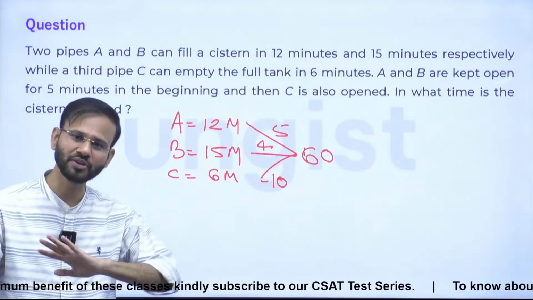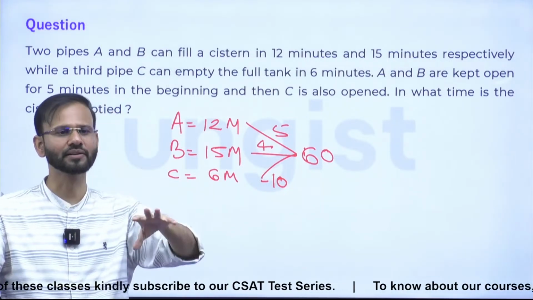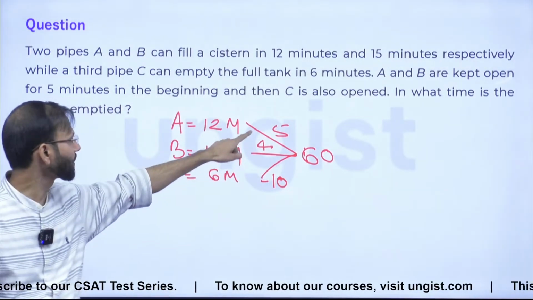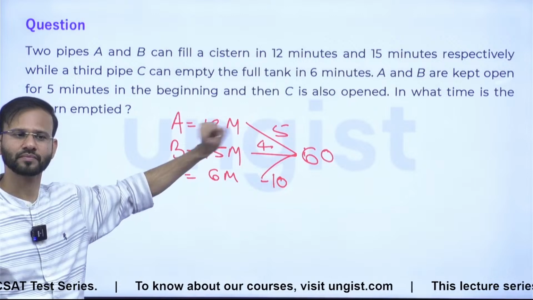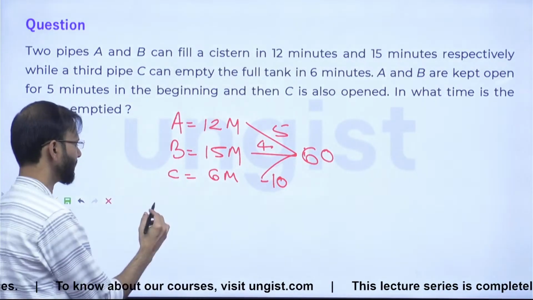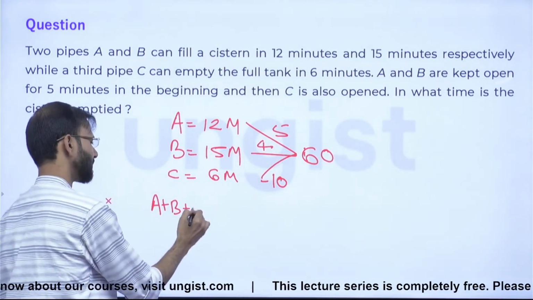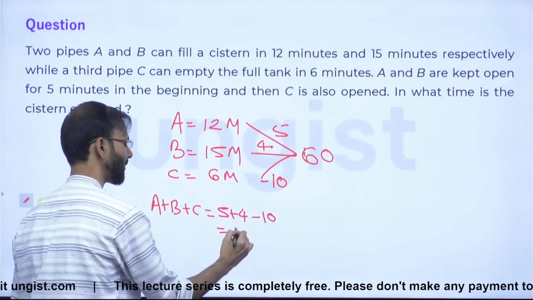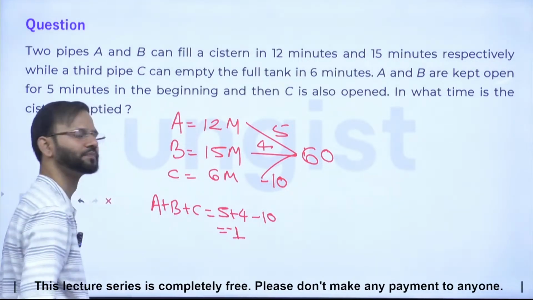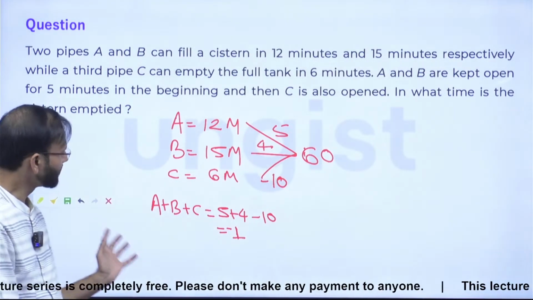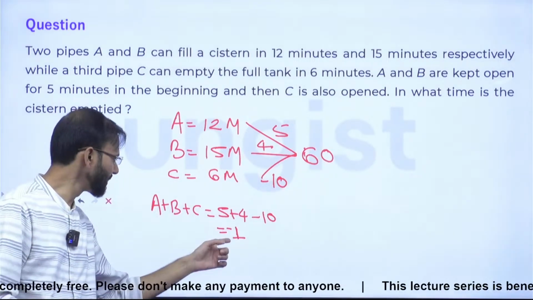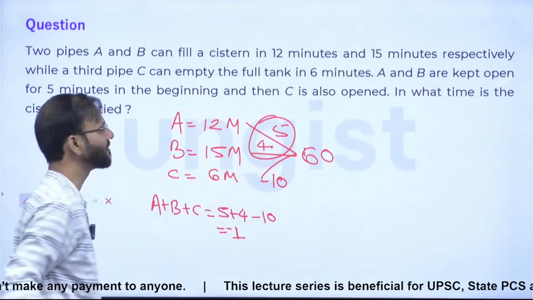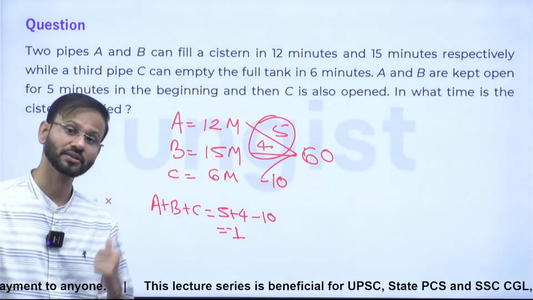be, else the cistern will not be emptied. Sorry, else the tank will not be emptied. Yes or no? So leak alone will be bigger than the capacity of the sum of these two. Correct guys? Okay. Now when all of them are working together, they are emptying the water at the rate of 1 unit per minute. Correct guys? When A and B and C are working together, they are emptying the water at the rate of 1 unit per minute. And A and B have filled in first 5 minutes what?